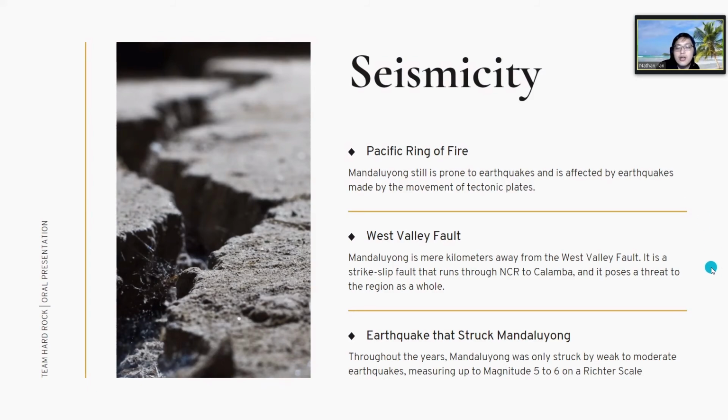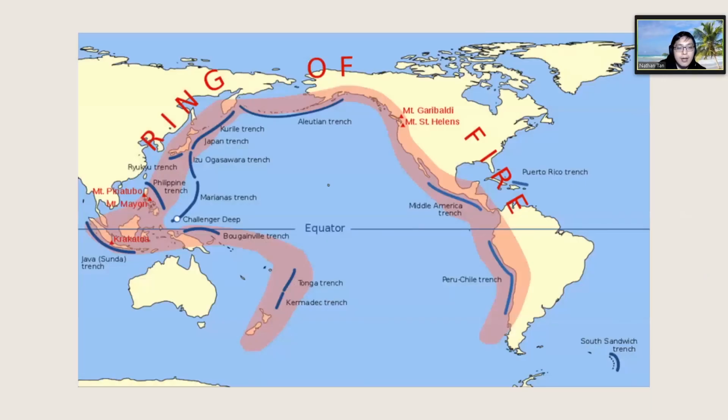So throughout the years, Mandaluyong was only struck by weak to moderate earthquakes, measuring up to magnitude 5 to 6 on the Richter scale. So now we have a picture of the Pacific Ring of Fire. The Pacific Ring of Fire, as everyone knows, is a path along the Pacific Ocean characterized by active volcanoes and frequent earthquakes. The majority of Earth's volcanoes and earthquakes take place along the Ring of Fire.